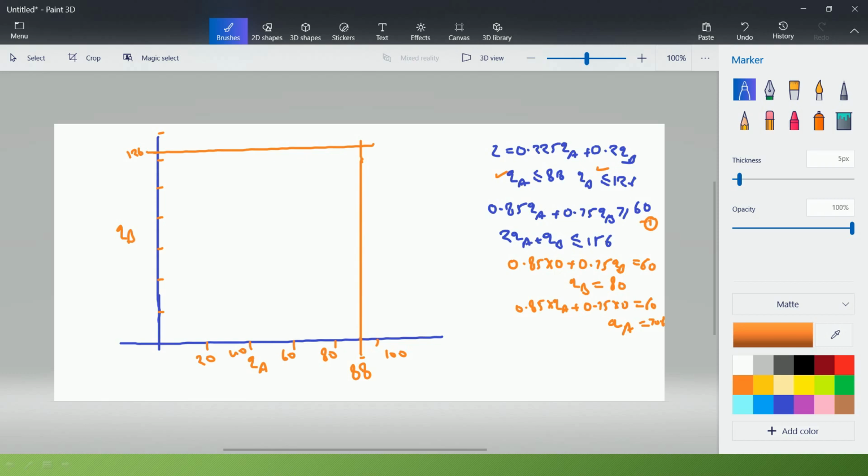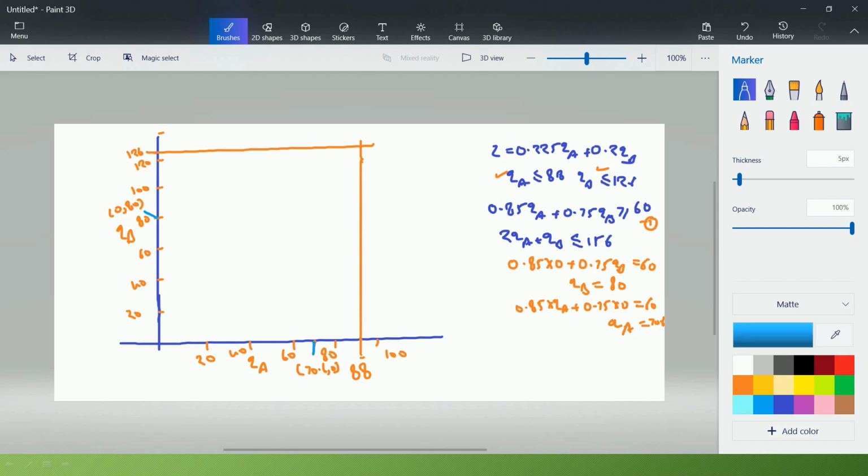So in this line, QA is equal to 0. This was our 20, 40, 60, 80, 100 and 120. So when QA is equal to 0, QB is 80. So this point will be 0, 80. And when QB equal to 0, QA is 70.6. So this will be around 70. So somewhere here we will have 70.6, 0. This point. Okay. Let me use another color for this. This point and this point.